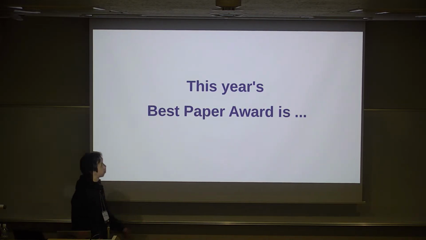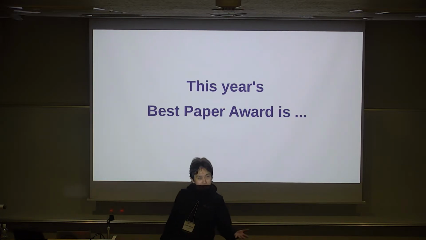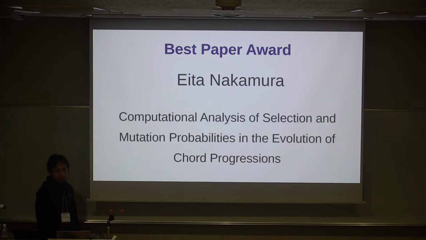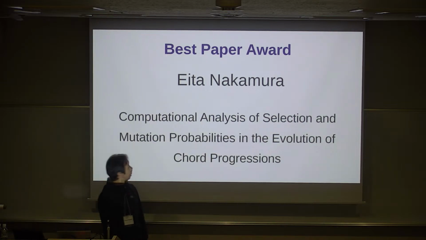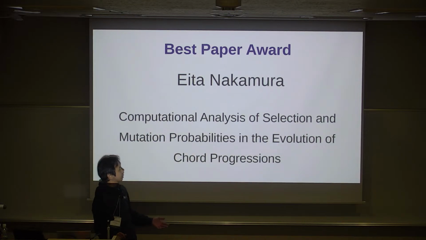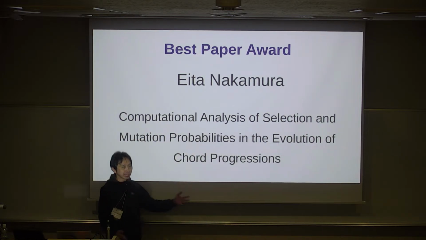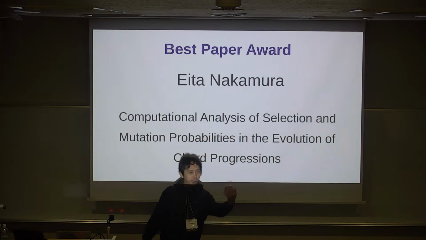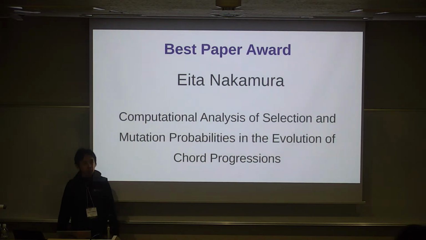This year's best paper award is Eita Nakamura: computational analysis of selection and mutation probability in the evolution of chord progression. Come on.